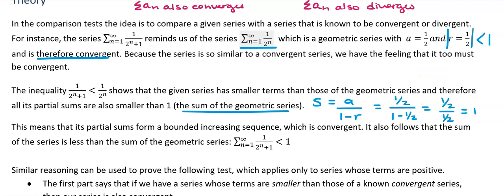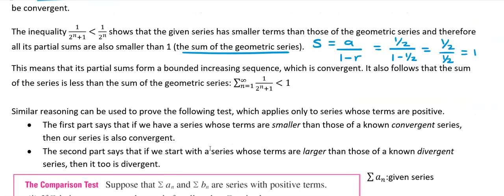And so since the sum of the geometric series is 1, we know that the sum of the original series that we were comparing it to has to be less than that, since all of its individual terms were smaller than that of the geometric series. So this means that its partial sums form a bounded increasing sequence, which is convergent. It follows that the sum of this series is less than the sum of the geometric series, which is basically what I just described above.